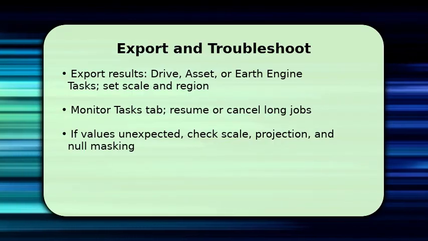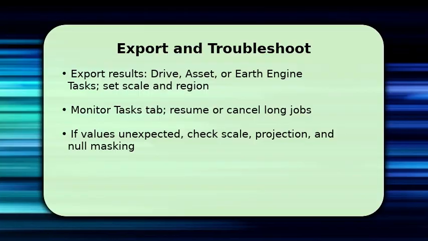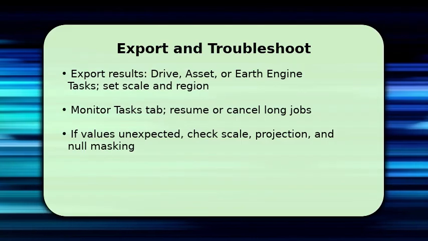If a job fails or outputs look wrong, check common issues: mismatched projection, incorrect scale, or unintended null masking that removed data. If you see blank tiles, rerun with a larger scale or a logging print to reveal which step produced empty or clipped data.